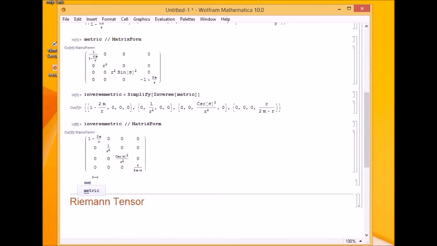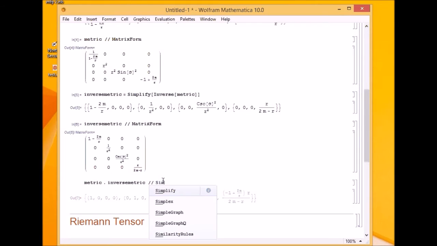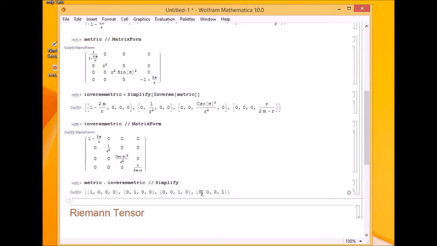So to check that, I do metric dot inverse metric, and something went wrong. Oh, because we forgot to simplify it. So now we have the proper identity matrix. Okay. So now we can write our code to calculate the connection.